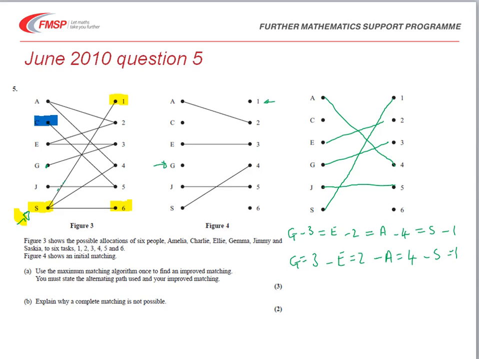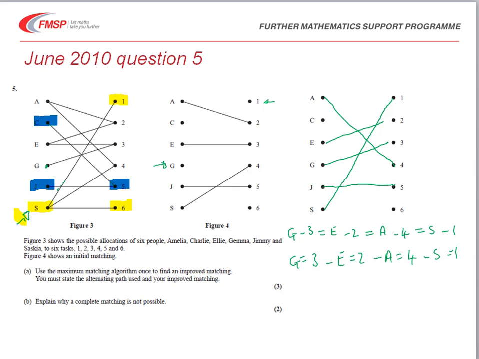Alternatively, we could argue that Charlie and Jimmy, the only thing that they can do is task 5. And of course, they can't both be allocated to task 5. So either of those arguments would be sufficient to gain you the 2 marks. That question then went on and altered the possibilities to allow you to get a maximum matching, a complete matching, but the method would be exactly the same as the 2 examples we've already done.